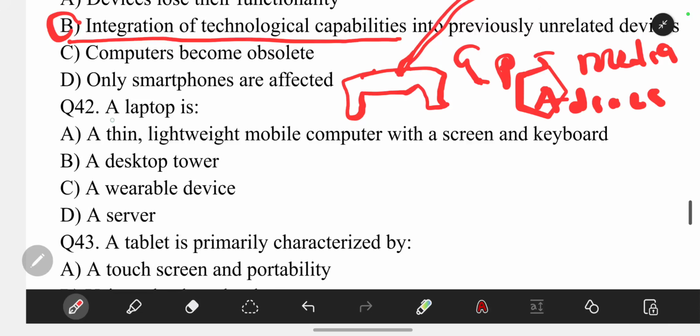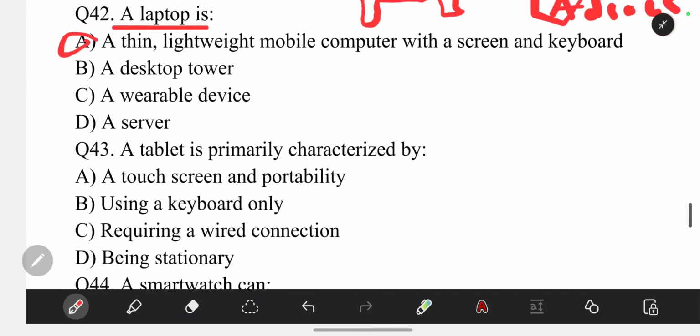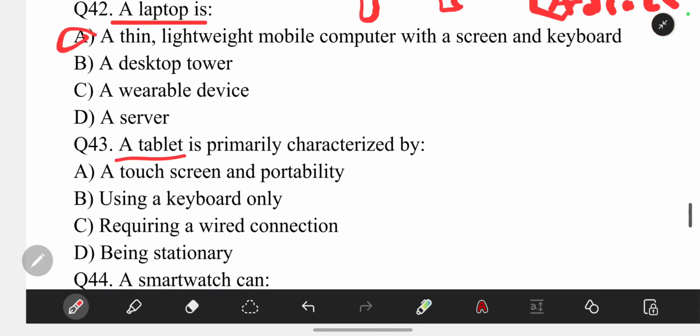When we look at number 42, a laptop. What is a laptop? So without wasting time, a laptop is just a thin, lightweight mobile computer with a screen and keyboard. When we look at number 43, a tablet.